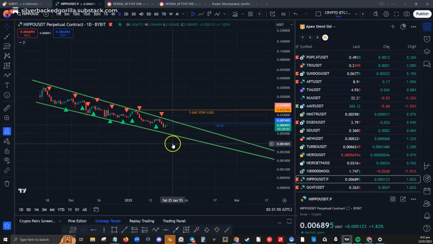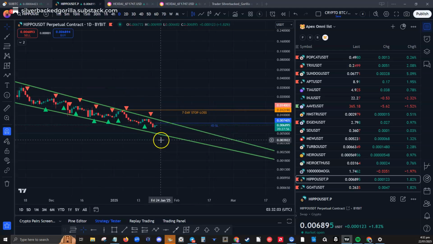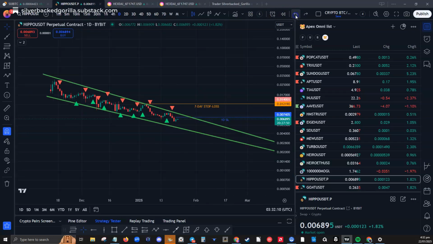No, I think on the weekly, I'll probably just keep on trailing that down on the weekly. I wouldn't do a daily short. I reckon that's going to break up to the upside most likely, for that sort of falling wedge formation.